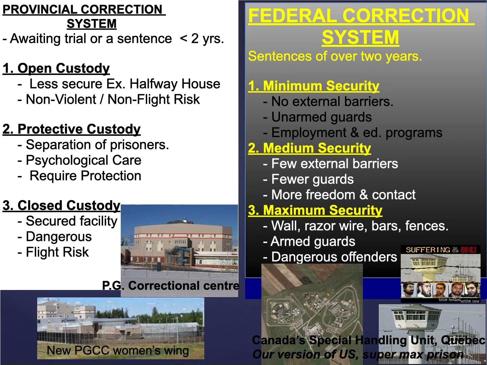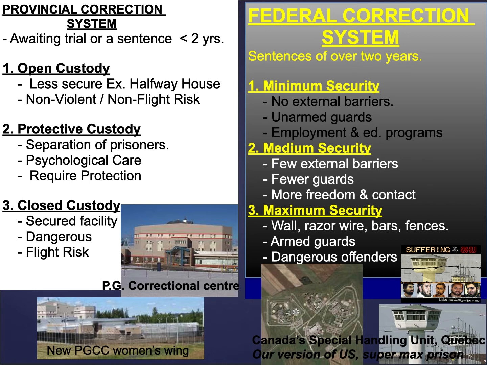Or a second option is protective custody, which is a separation of the prisoners. They usually do require protection because they require psychological care. Or third is closed custody, which basically means they are dangerous. The person is deemed a possible flight risk. Basically, this person needs to be locked away for a while. And so because of that, closed custody is a secured facility.